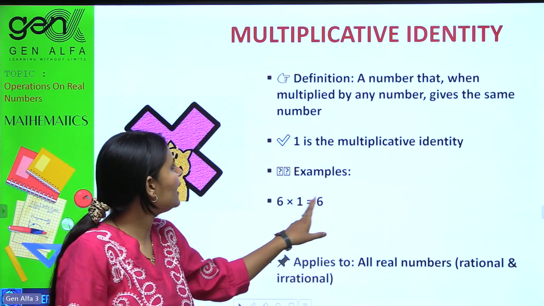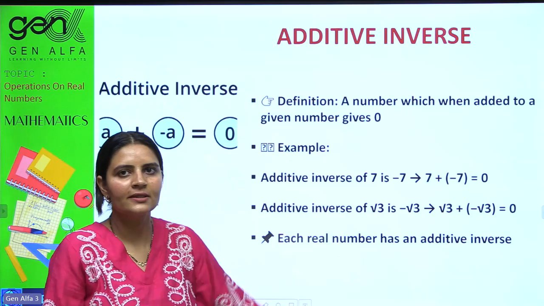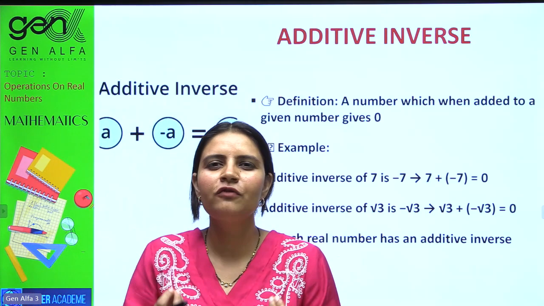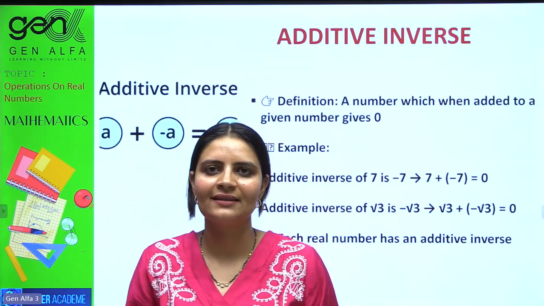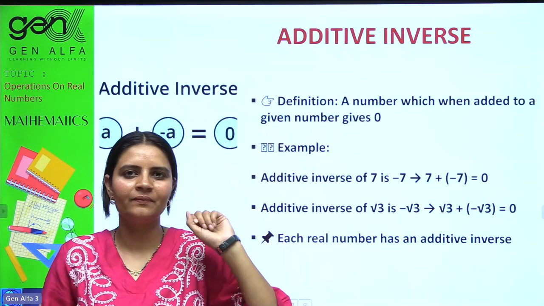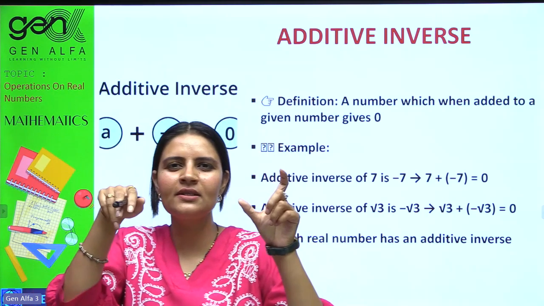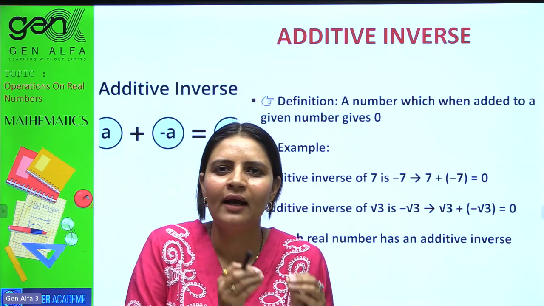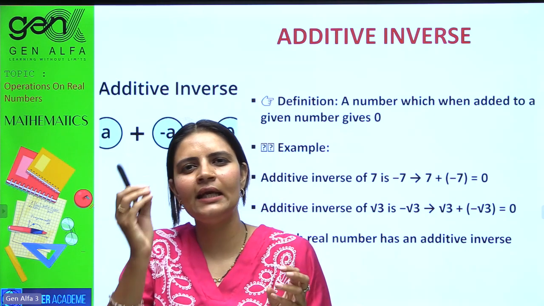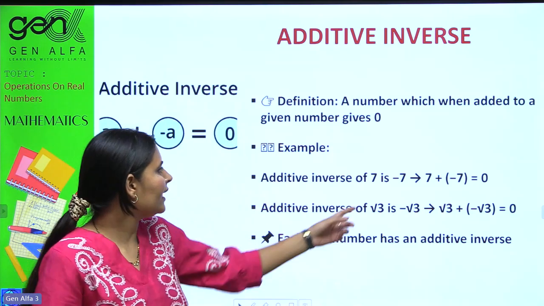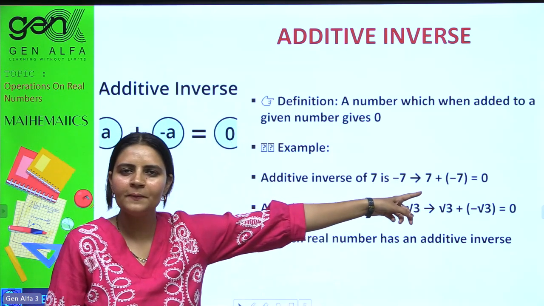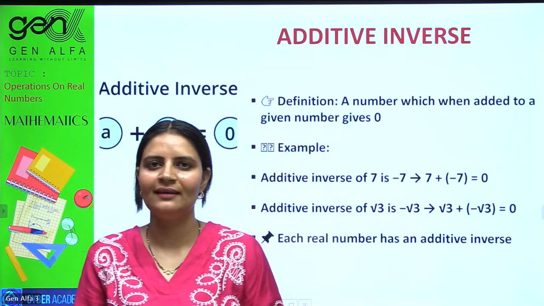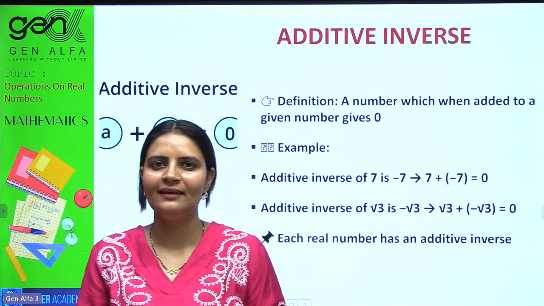Now let's revise the additive inverse. Inverse means opposite. Inverse means just reverse it. Inverse, additive. What is the opposite of additive? Subtraction. Whatever your number is, just take the negative of that number. Here, as you can see, 7 is the number. And what would be its additive inverse? Yes, just take the opposite sign of that.